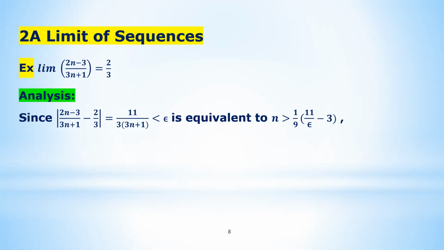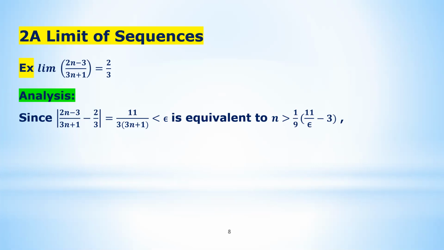Okay, so how do I know that this will eventually be satisfied if n is large enough? You have to show me the k. So to prove these things, you need to basically solve this inequality to display the k. So here we are doing some analysis, okay? Now, the difference can be written as 11 over 3 times (3n + 1). That's the difference. Now you want to show the difference is less than epsilon.